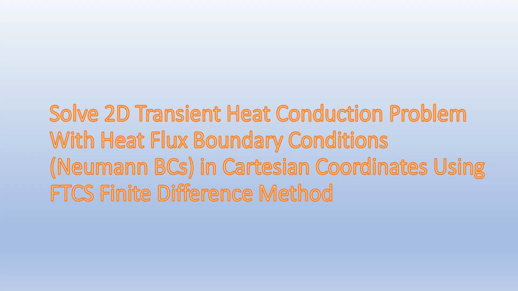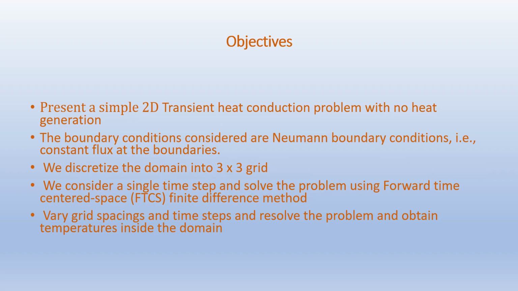Hello everyone. Today we are going to solve a 2D transient heat conduction problem with heat flux boundary conditions, also known as Neumann boundary conditions in Cartesian coordinates using FTCS, or forward time center space, finite difference method. Our objectives are to present a simple 2D transient heat conduction problem with no heat generation term involved. The boundary conditions considered are Neumann boundary conditions.